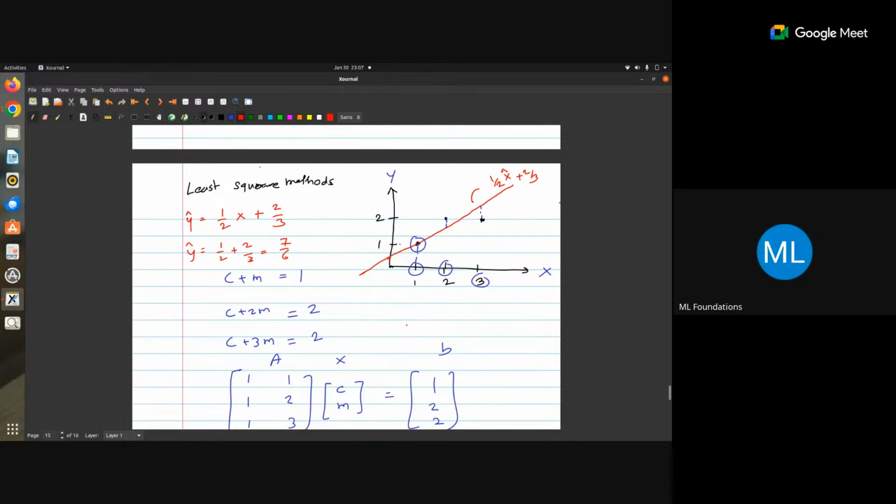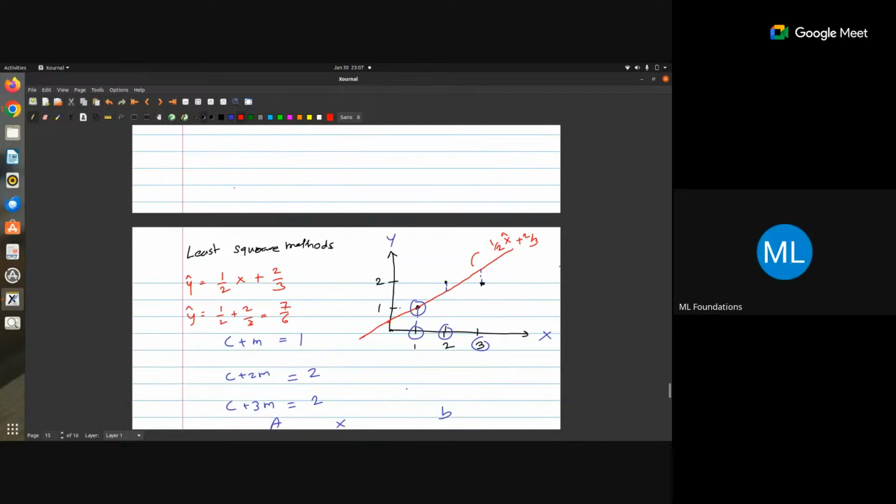And what is the error here then? For the first calculation, error 1 can be like anything. It can be 1 minus 7 by 6 or 7 by 6 minus 1, however you want to take. So I'm just taking it like this. So it is 1 minus 7 by 6, minus 1 by 6, right? Why 1? That is the true value. True value is 1, correct.